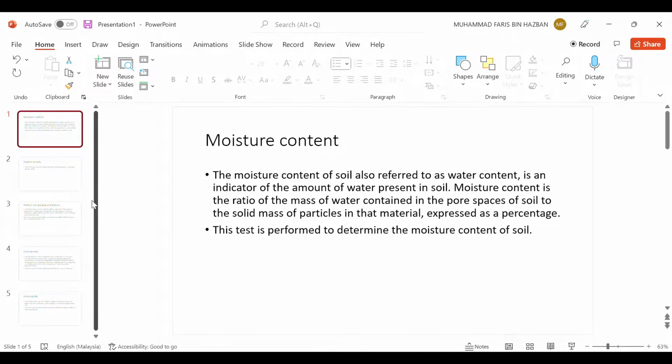The moisture content of soil, also referred to as water content, is an indicator of the amount of water present in soil. Moisture content is the ratio of the mass of water contained in the pore space of soil to the solid mass of particles in that material, expressed as a percentage. This test is performed to determine the moisture content of soil.